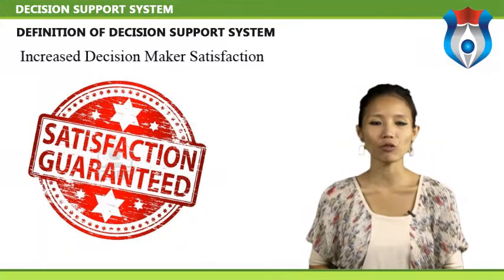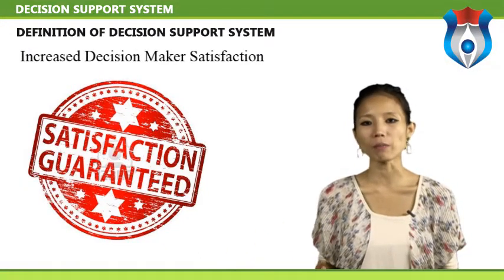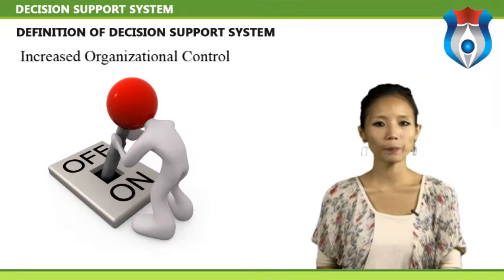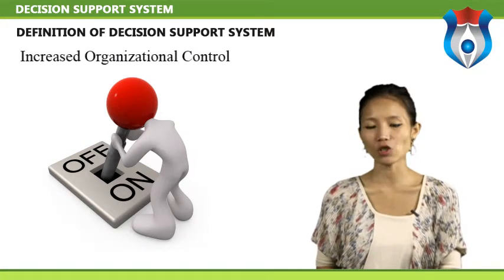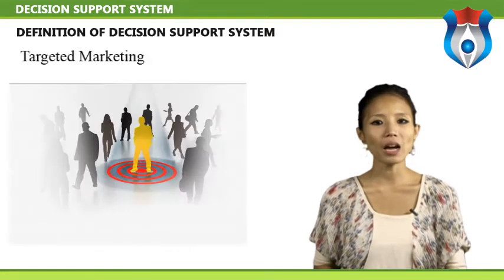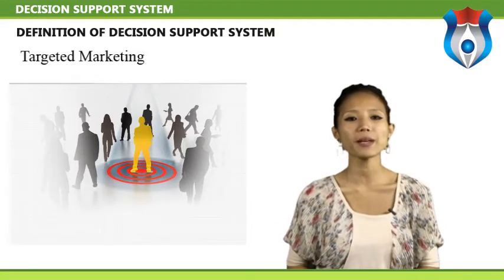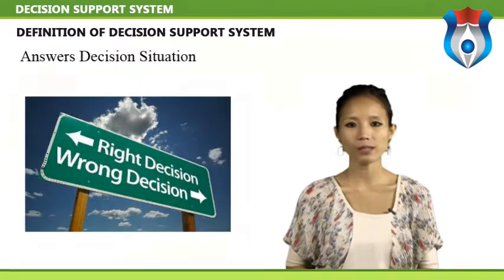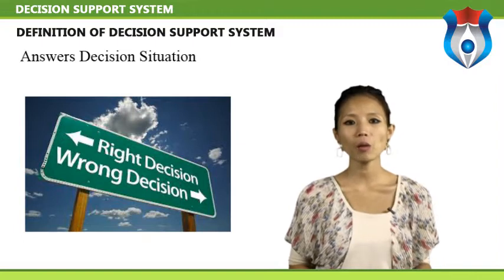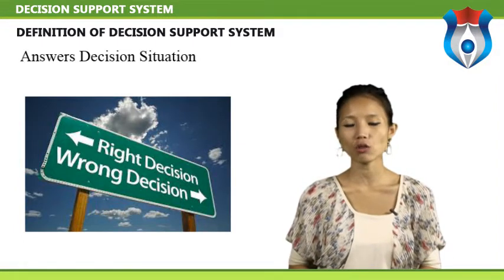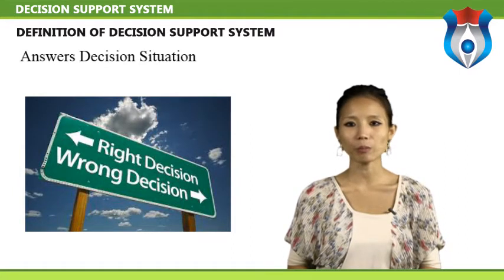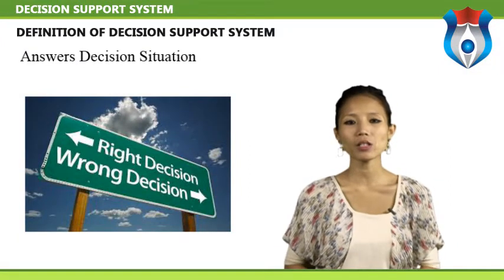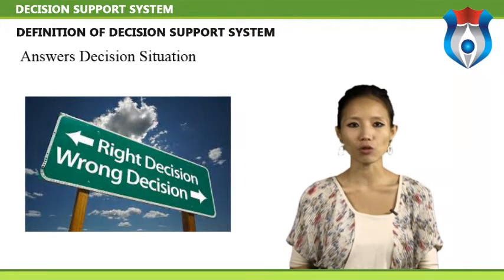Increased decision maker satisfaction: DSS can help reduce frustration of decision makers by providing the perception that better information is being used. Increased organizational control: data-driven DSS often makes business transaction data available for performance monitoring. Targeted marketing: DSS can be used to target a specific customer segment and gain an advantage in meeting needs in that particular segment. Answers decision situation: all types of DSS help managers answer questions relevant to a decision situation. The questions may be sophisticated and complex or simple and even somewhat simplistic. It provides people with the tools and capabilities to organize and analyze their decision-making information.